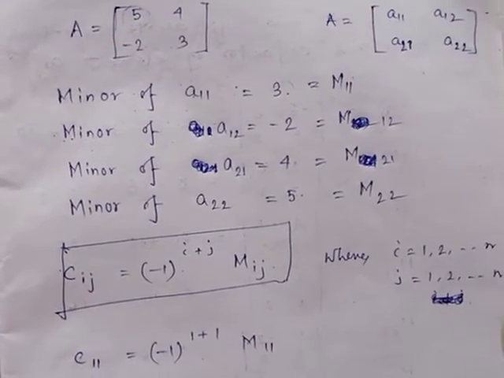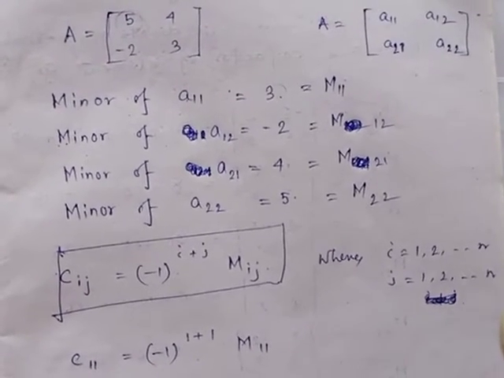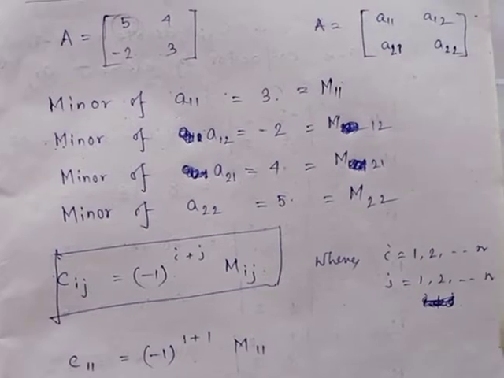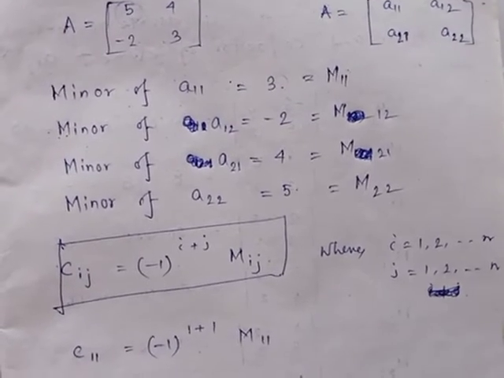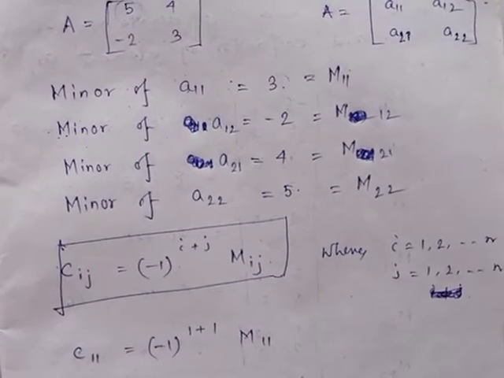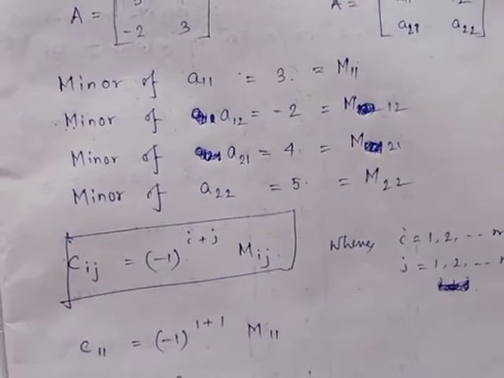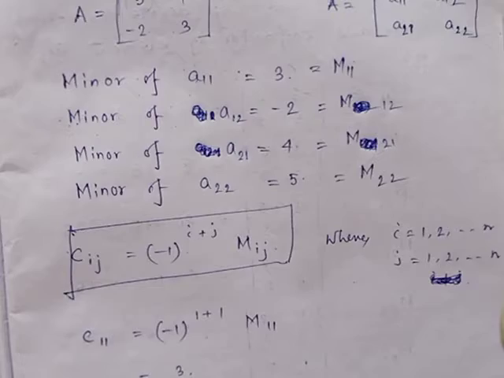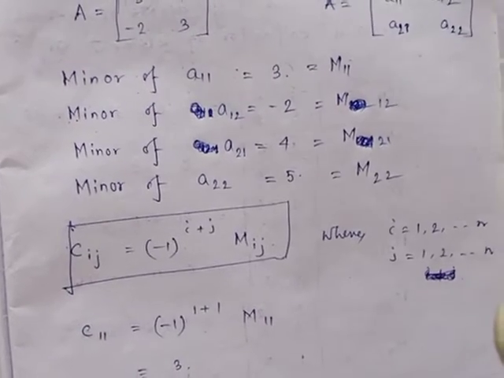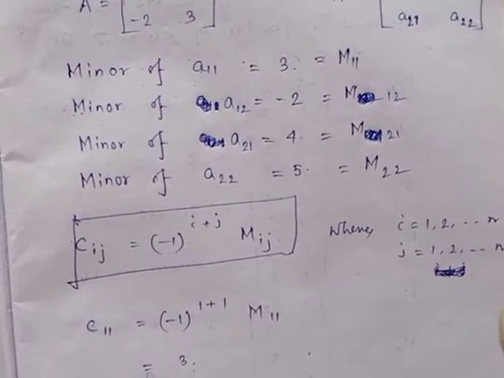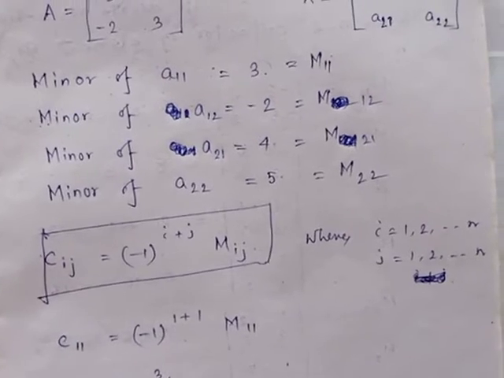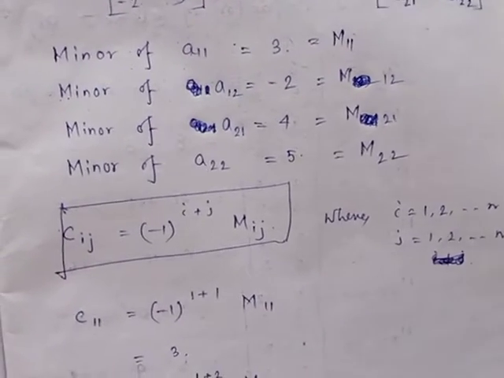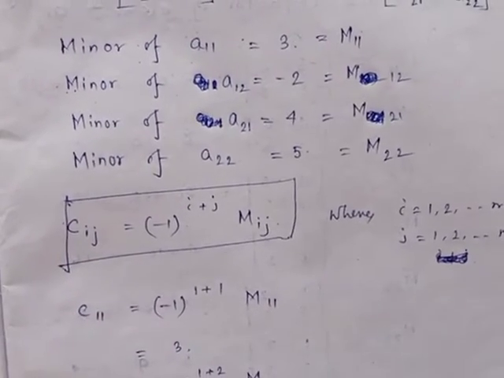Similarly, the minor of A21, where A21 is minus 2. The respective row and column are deleted, and we get only 4. Next A22, which is 3. The minor of A22 is 5, when the respective row and column are deleted. So the minor of A22 is 5, that is M22.